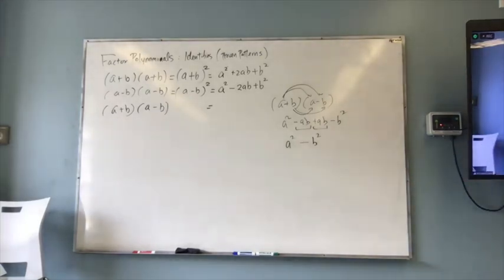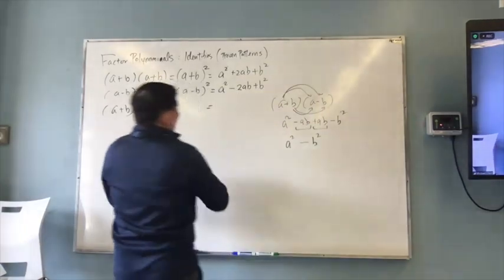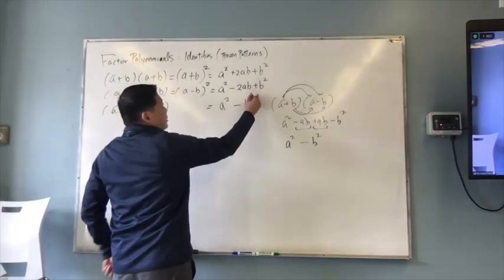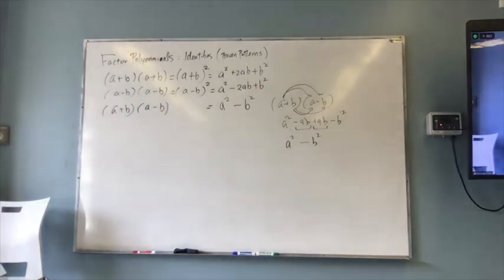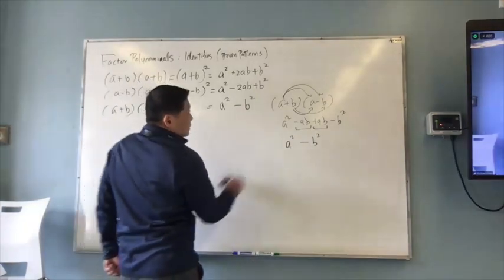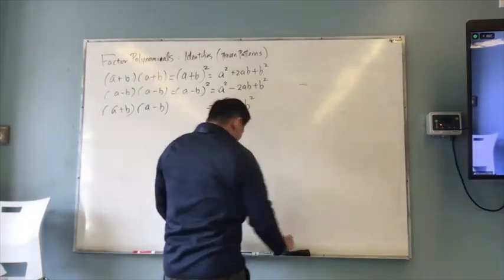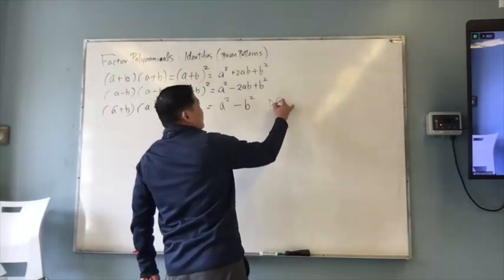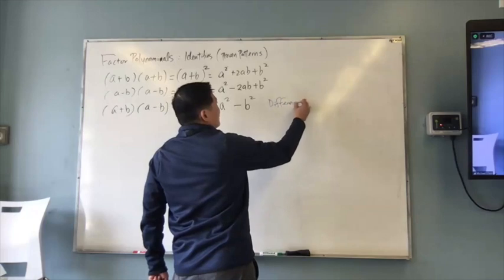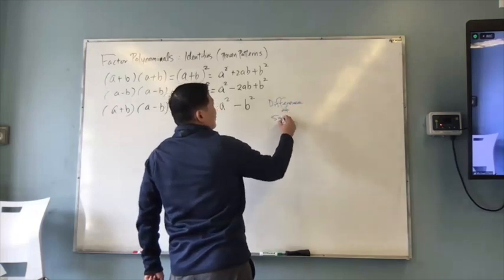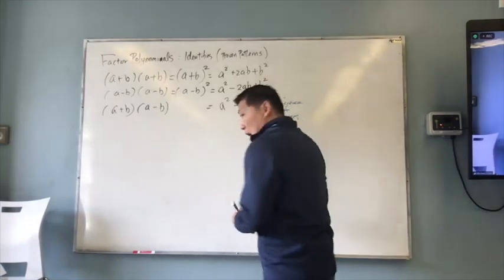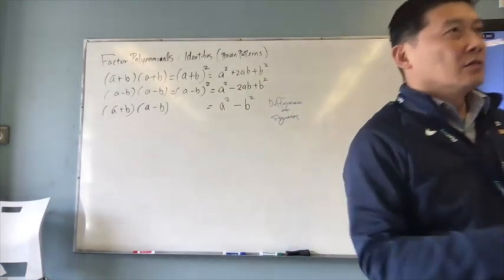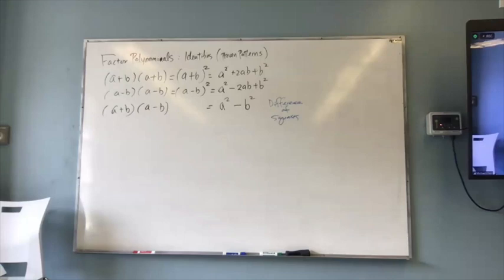A squared minus b squared. Okay, so I'm going to write it down here. A squared minus b squared. That becomes a really cool pattern that we're going to use. In fact, we give it a name. The name is difference of squares. In math, when we say difference, we mean subtract. So the difference between the two squares. So you got a squared, you got b squared, and they subtract each other.